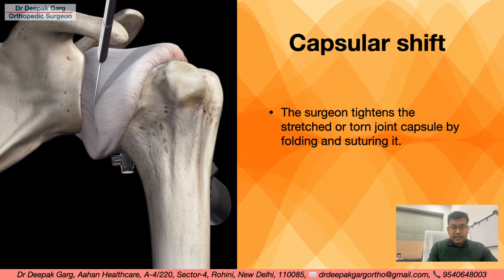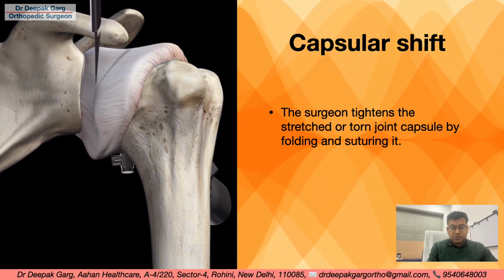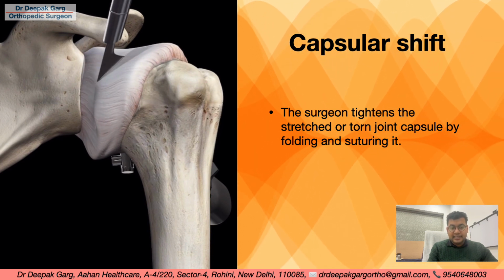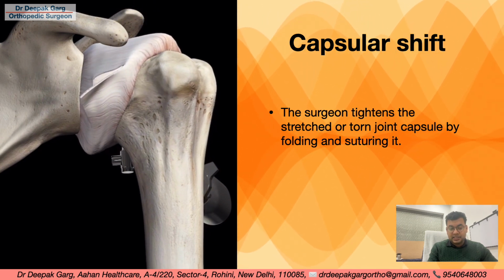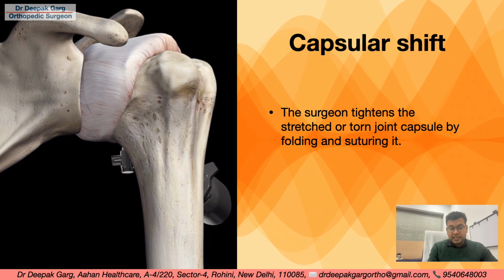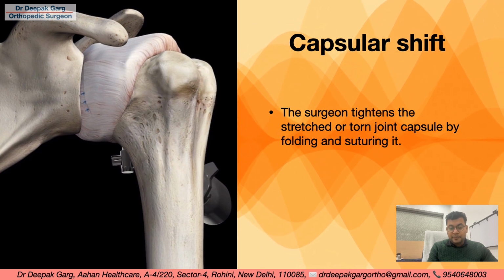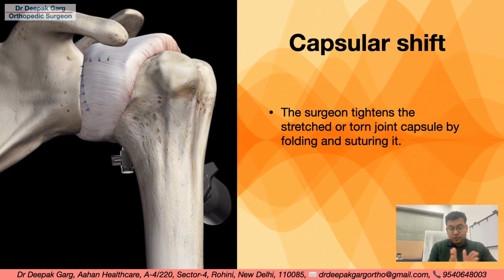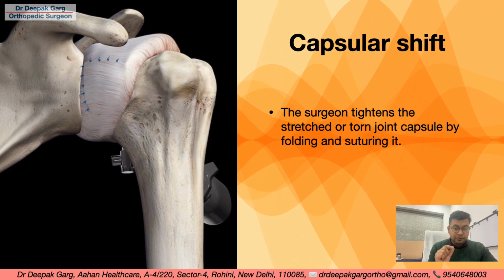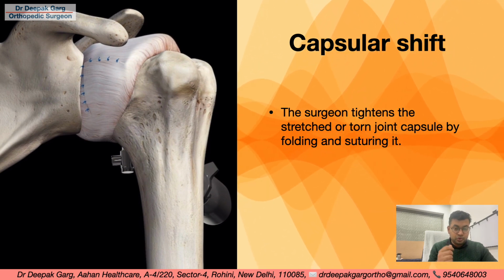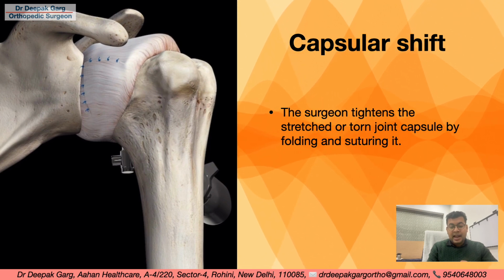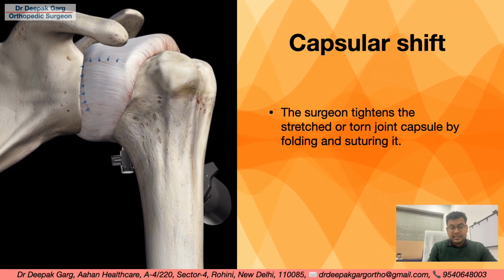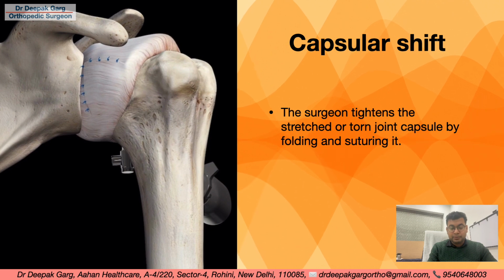So let's take a look at capsular shift. We can see with this animation we are taking an incision. We already know the capsular part is weakest at the antero-inferior and there is a laxity. So we fold the capsule, and after folding the capsule, we suture on the folded part of the capsule so that the capsule is strengthened, and we can treat the laxity here. This procedure is called capsular shift.